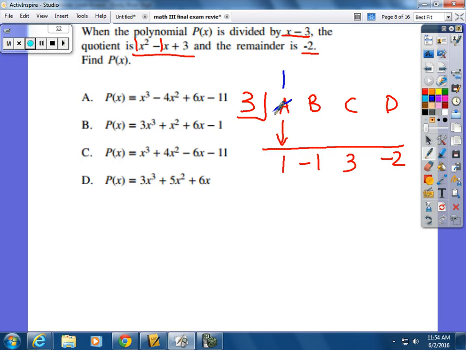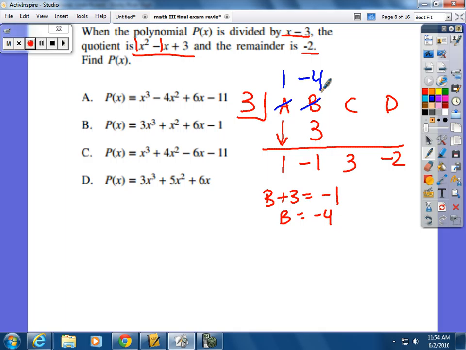Now if I multiply around, 1 times 3, I know that whatever B is, B plus 3 is negative 1. So B is going to be negative 4. So now I can make that negative 4. So I know the first 2 terms of my polynomial. I have 1 and negative 4. Well, I only have one choice there that has 1 and negative 4.